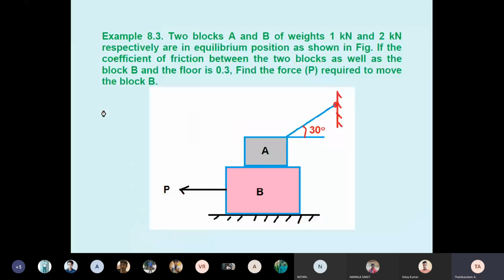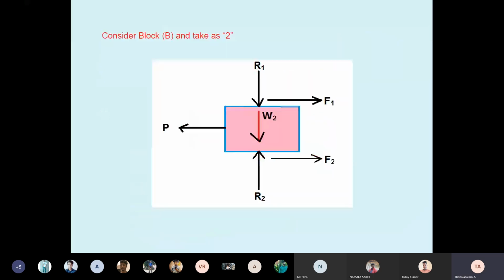Okay. Now come to block B. So block B is moving left side. Block B is in contact at two places, the upper block A and the bottom floor. Therefore, two reactions. Friction is acting in the opposite direction, because we are pulling left side, so friction acts right side. F1 acts on the upper side because block A is in contact. F2 acts on the bottom side because the floor is in contact.